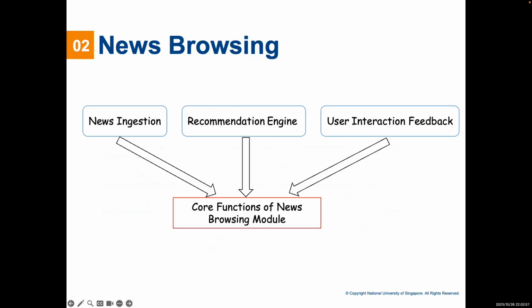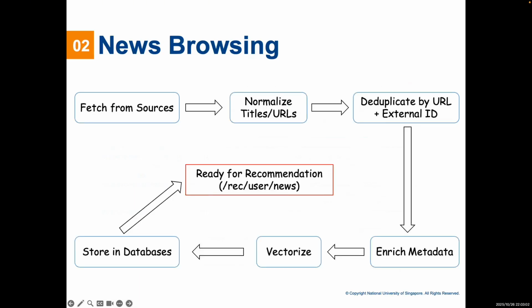Let's start with an overview of the news browsing module. It consists of 3 main components as shown in the figure. At the data level, we automatically fetch financial news from Google RSS and the MarketAux API. Each article then goes through normalization and deduplication. After enrichment with tickers and sector tags, we generate a 64-dimensional semantic vector and a 20-dimensional preference vector and store them in MongoDB and PostgreSQL.